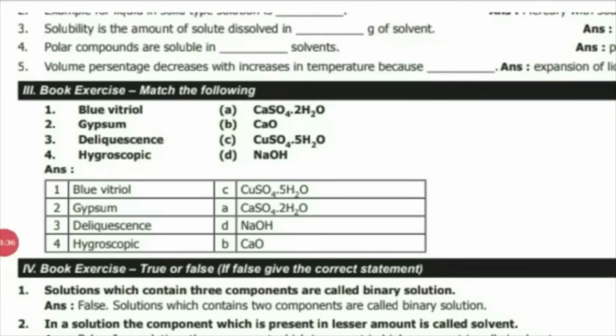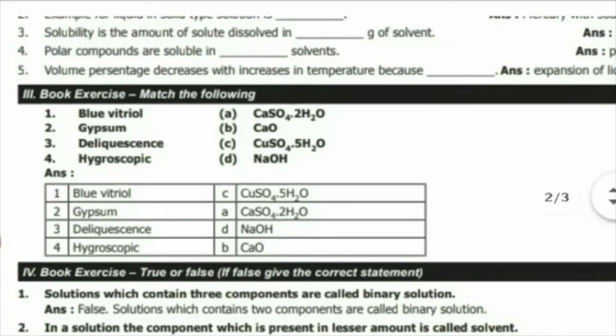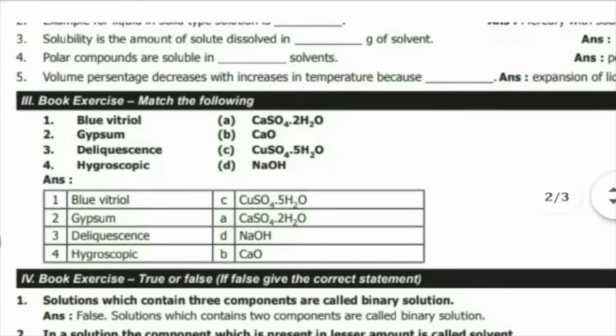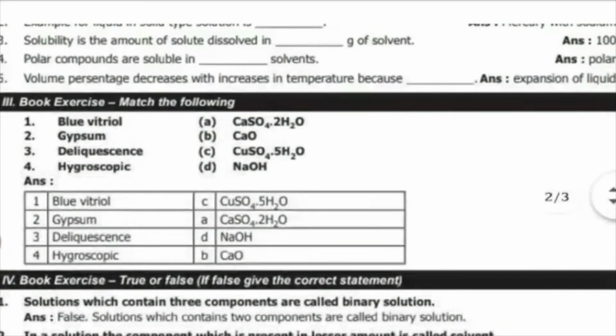Third one, solubility is the amount of solute dissolved in dash gram of solvent. Answer is 100. So, solute dissolved in 100 gram of solvent. Next, fourth question, polar compounds are soluble in dash solvents. Answer is polar. So, polar compounds are soluble in polar solvents.